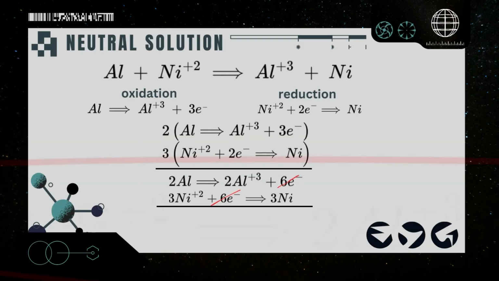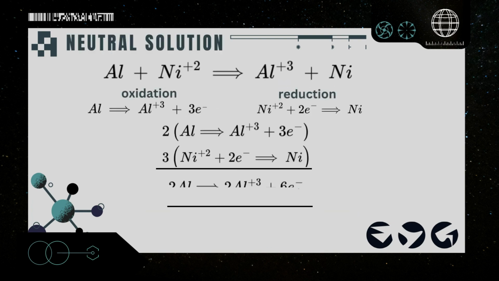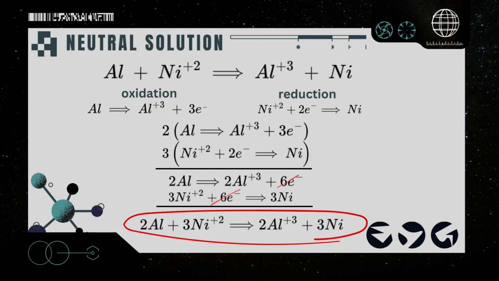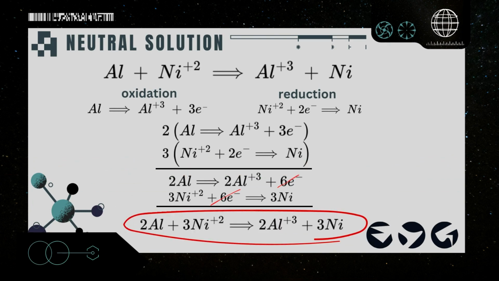In this video, we're going to focus on the half reaction method used to balance redox reactions in neutral, acidic, and basic solutions. So let's start with our first example, the neutral solution. Using the half reaction method in neutral solution, you need to make sure that not only the particles, the atoms and ions, are balanced, but also the charge must be balanced on both sides.